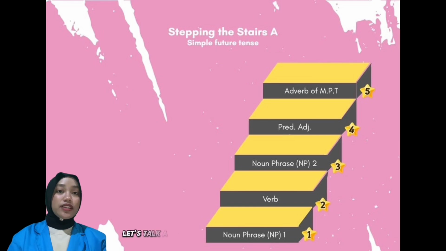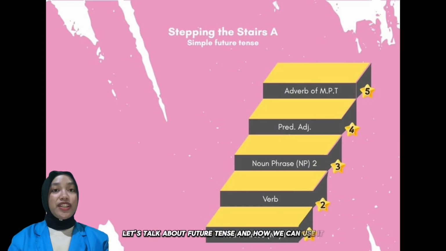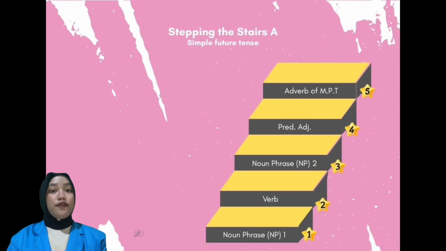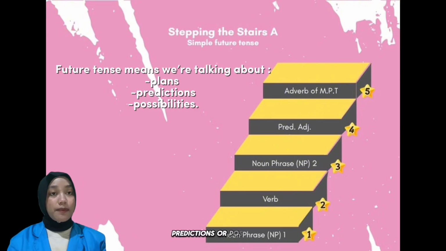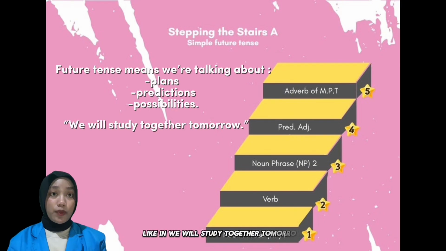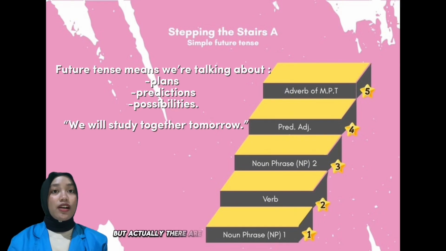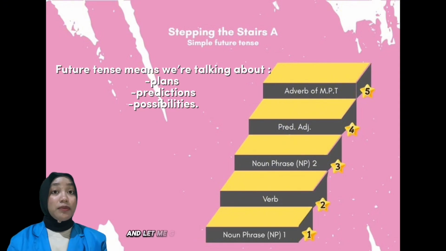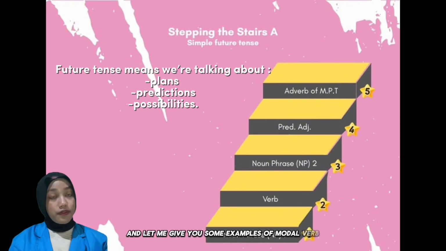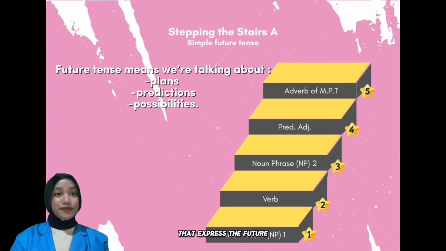Now, let's talk about future tense and how we can use it in this structure. Future tense means we're talking about plans, predictions, or possibilities. Most people know we can use will, like in, we will study together tomorrow. But actually, there are other modal verbs we can use too, not just will. And let me give you some examples of modal verbs that express the future.